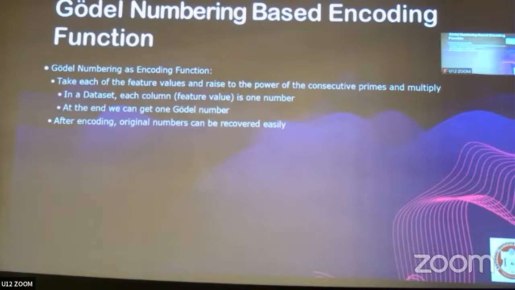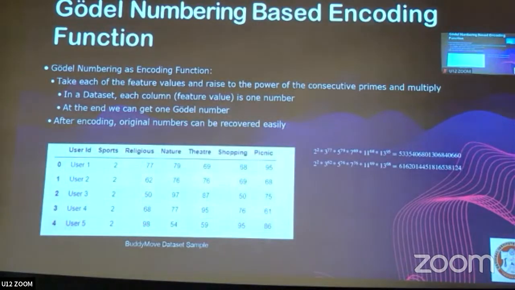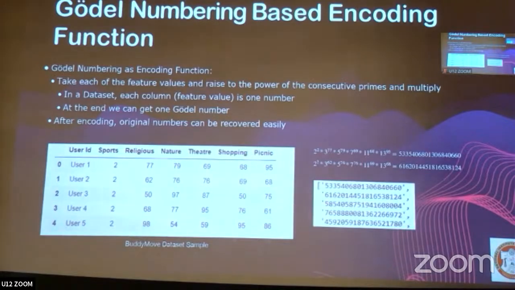So the whole scheme is that you have a power for every feature value, so the number you generate is dependent on every feature. For example, if you look at this Baring data set, the first number we can convert in this way: 2 to the power of 2, which was the feature value, into 3 to the power of 77, into 5 to the power of 79, and so on. So for this particular sample set, this can be converted. If we take all the features, it can be converted into a series of Gödel numbers like this.